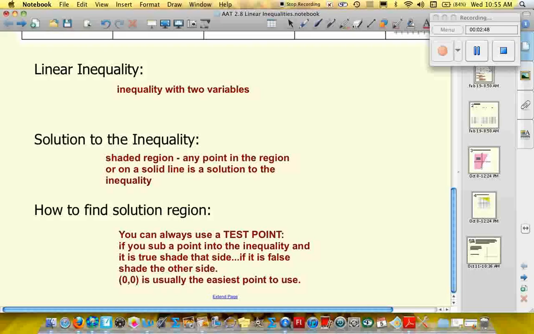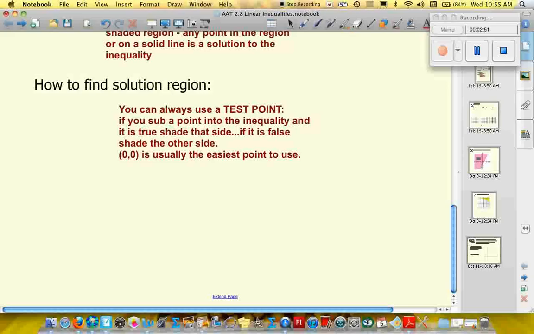But a test point is if you sub any point into your inequality, and if the point makes the inequality true, then it should be part of your region. So if it's true, you shade that side. If it's false, you shade the other side. And we usually use 0, 0 because it's the easiest. Sometimes we can't use 0, 0 if 0, 0 is actually on the line. So let me pull my view back to what it should be, and we can do a couple of them.